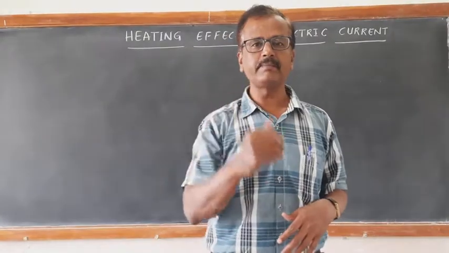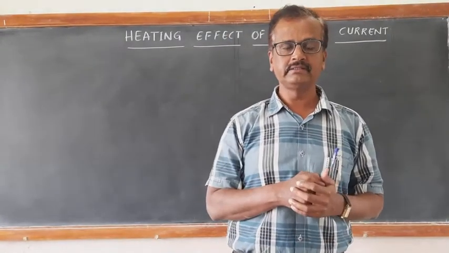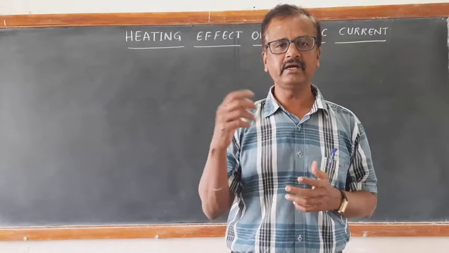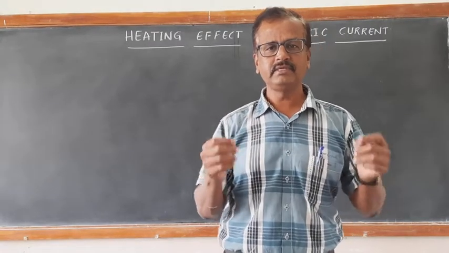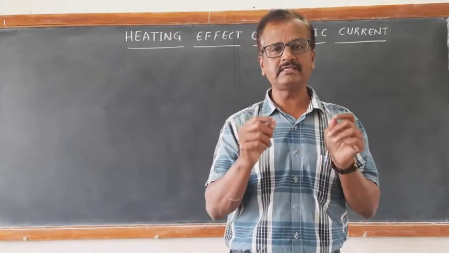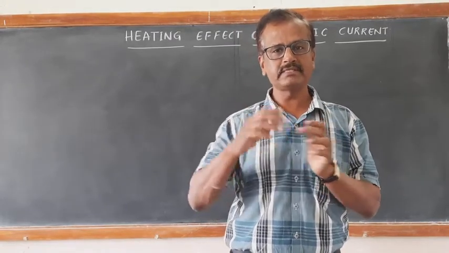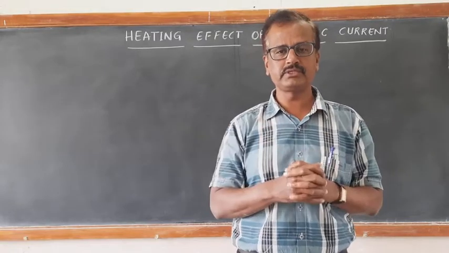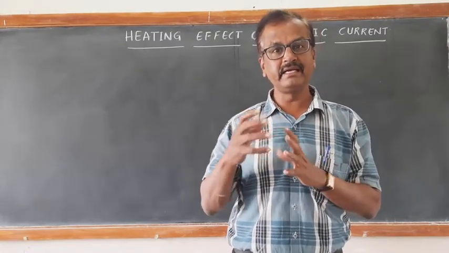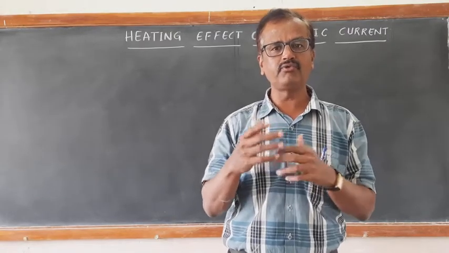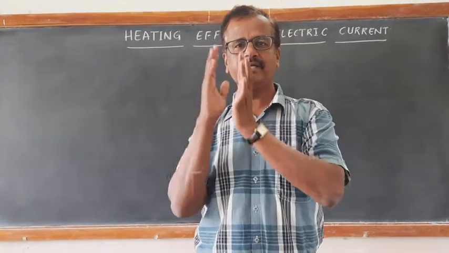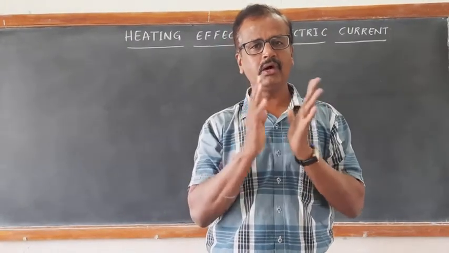I gave you the example of the electric iron and the electric heater. The electric heater and electric iron consist of a coil made of an alloy called nichrome. We have discussed it in the previous videos. When the current flows through that nichrome coil, it gets heated up. How do you account for this heat energy? That is, electrical energy is converted into heat energy. How do you account for this?